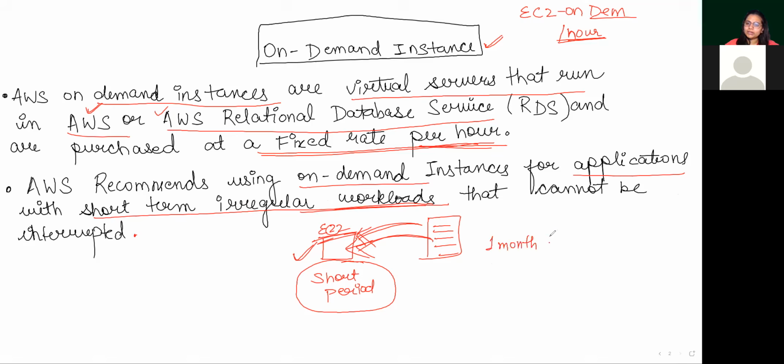In one month, only 15 days, and these 15 days are not regular. I'm updating my data on it, and no interruption will be done during this month, meaning I'll not terminate it, I'll not stop it. If all those conditions fulfill your application, the work you want to do with an EC2 instance, then go with the on demand type of EC2 instance.